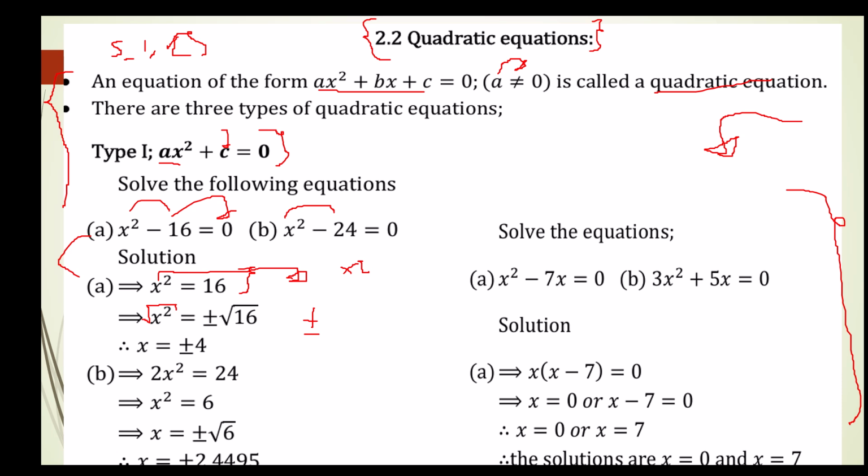Now you're going to implement the same idea in part B. In the question we have a 2, so you make sure that you put a 2 as a coefficient of x squared. You make the term containing x squared the subject by simply taking 24 across the equal sign, and then you remain with 2x squared equal to 24. After here we divide through both sides by 2 and remain with x squared equal to positive 6. Then from there we find the square root.